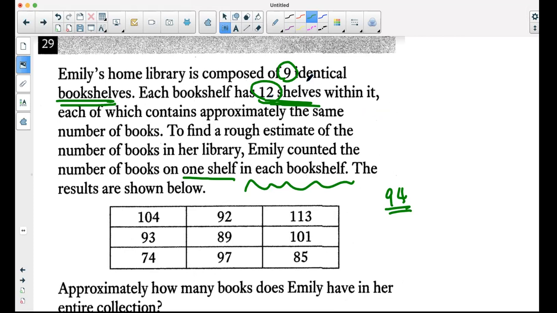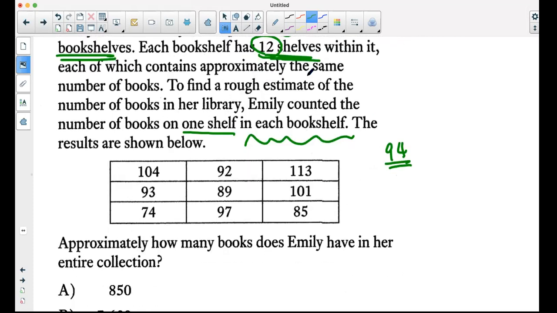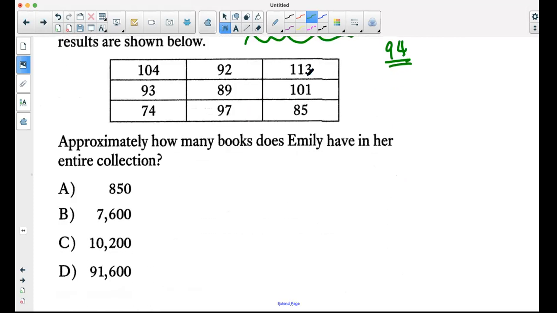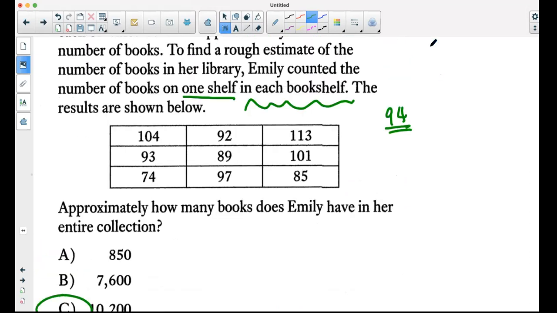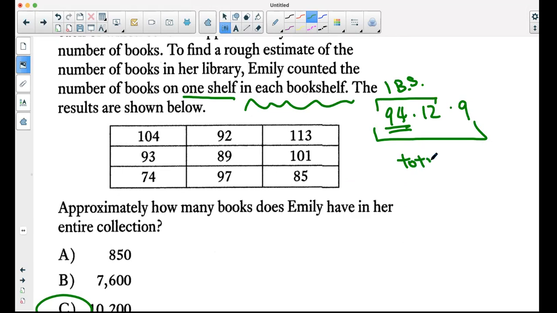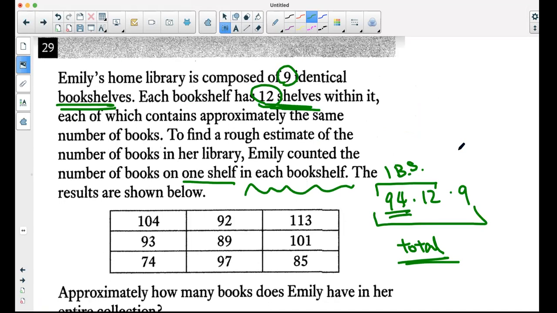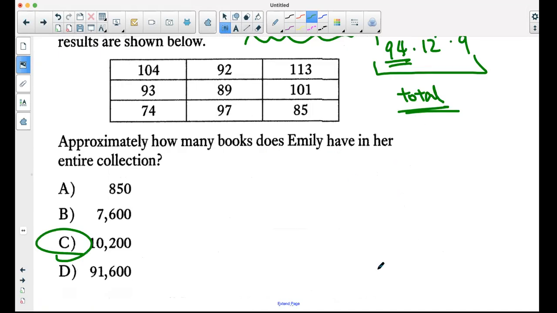How many bookshelves do we have? 9 of them. So I'm going to multiply that by 9. So I get a bit more than 10,000. So which one is my answer? Choice C. So here I'm multiplying this one by 12 and multiply that by 9, because one bookshelf, an entire total. Right? That's the idea which we have. So this is mere reading question, nothing too much complicated.